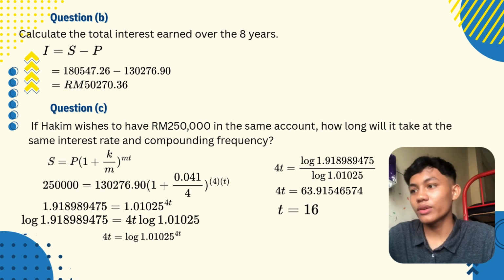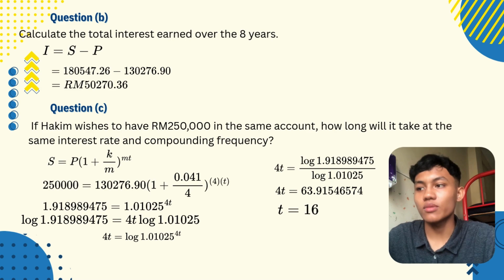Okay, for question B, calculate the total interest earned over 8 years. For this question, we use the simple interest formula, which is I equals S minus P. Let's solve it. RM 180,547.26 minus 130,276.90. After the calculation, we got the interest answer, which is RM 50,270.36.